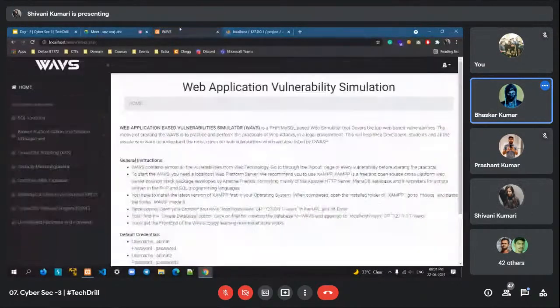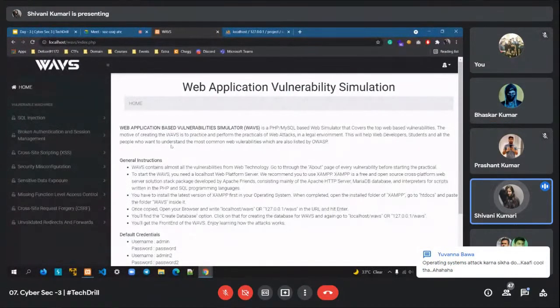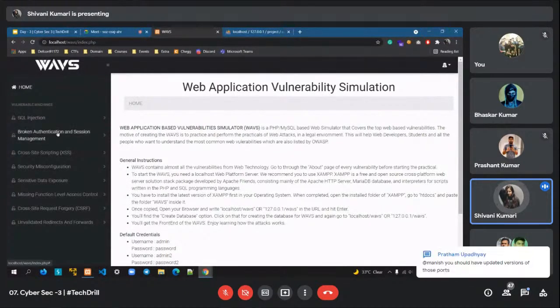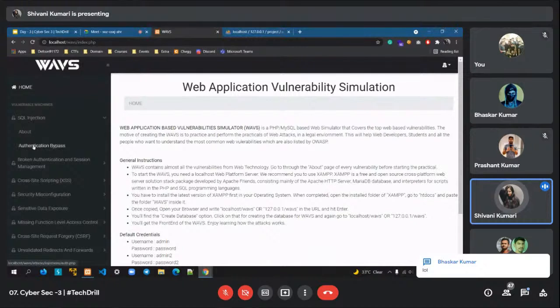Okay, so this is the project, web application vulnerability simulation, where I have simulated the most common vulnerabilities, which are SQL injection, broken authentication, and cross-site scripting. We don't have much time to explain all this in the practical session, so we'll be explaining only SQL injection today.